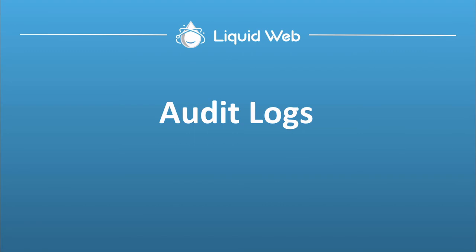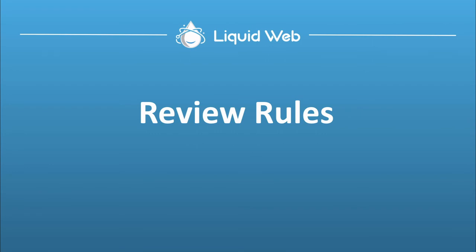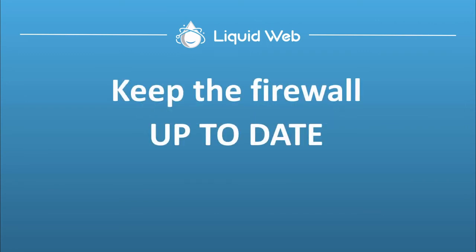You should always audit your logs periodically. Those logs are there for a reason. Watch for traffic that might be attacking your server or network, and you can then take steps to adjust them. You should review the rules periodically to make sure that only traffic that's needed is being allowed in the firewall at any given time. And finally, keep your firewall up to date. The best rule set in the world won't help if your firewall is out of date and vulnerable to attack.